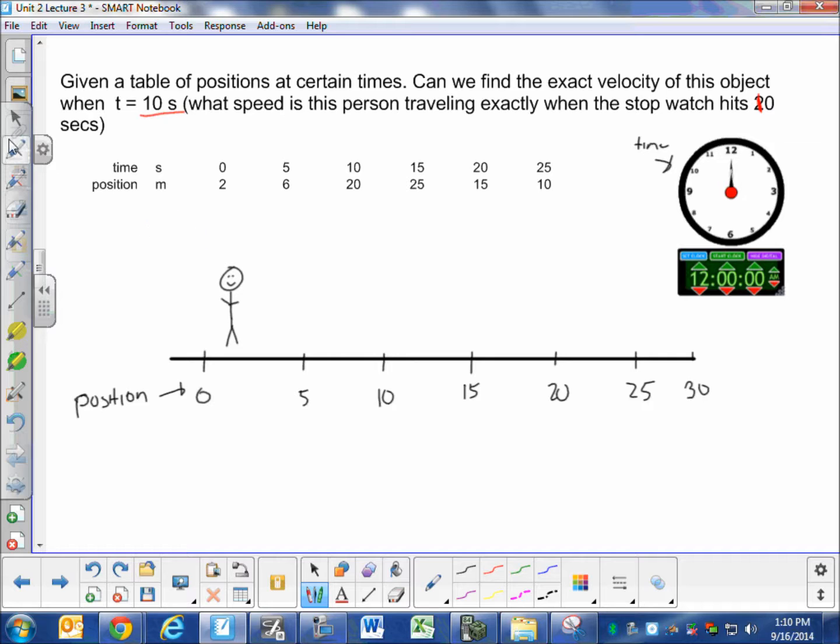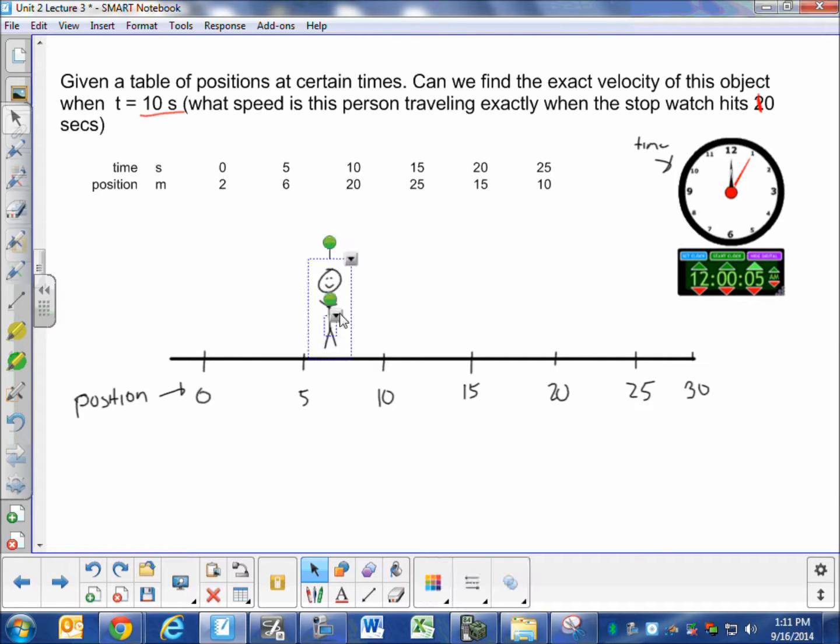Now let's think about what I'm given with position. If I start at the 0-second mark, I have a dude at position 2. After 5 seconds, I'm going to be at position 6. After 10 seconds, I know I will be at position 20.